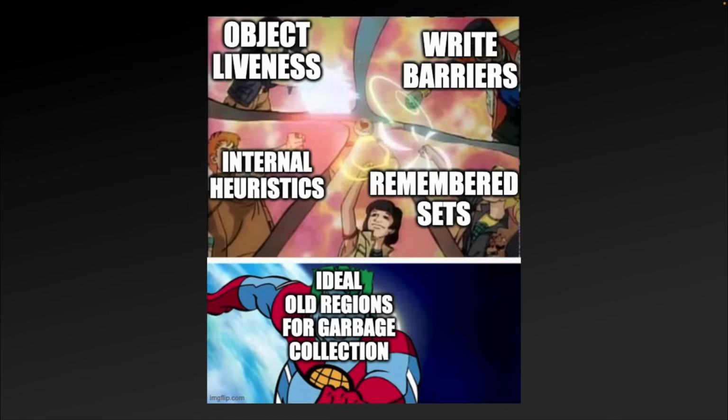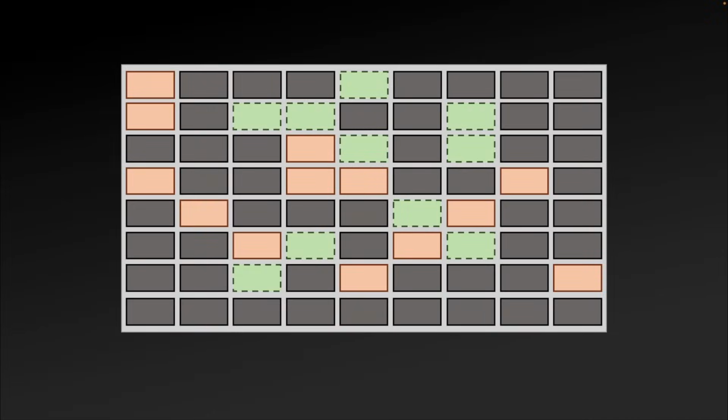Using the combination of object liveness, which we will cover later, remembered sets, write barriers, and some internal heuristics, G1 is able to calculate the ideal old regions to perform garbage collection on, with one of the top priorities being regions containing the most garbage. The regions the garbage collector designates for collection is referred to as the collection set.